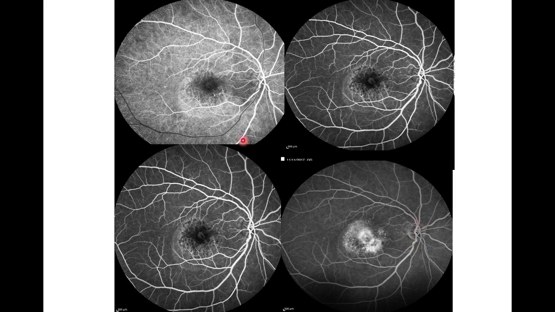Okay. Now we can see the hyperfluorescence in the early phase. It concentrates on this particular area, which fades in the late phase. We can see the hyperfluorescence in this area inferior to the fovea, which gradually fades in the late phase. So this is suggestive of the window defect due to the RPE defect or RPE alterations.